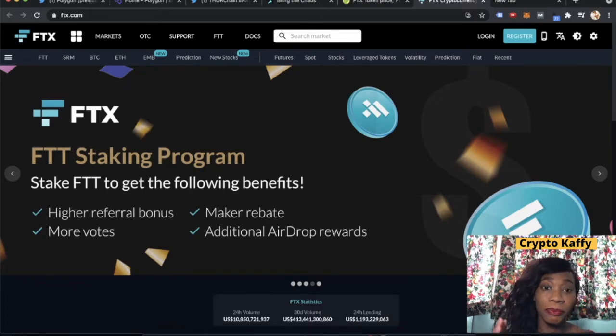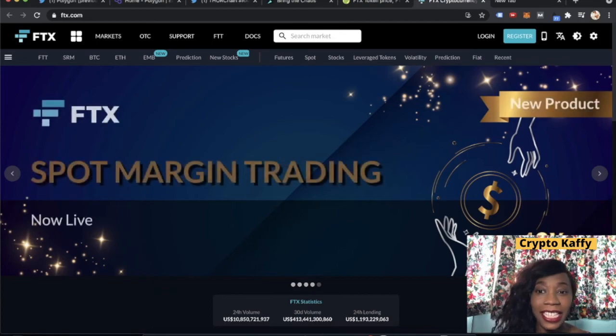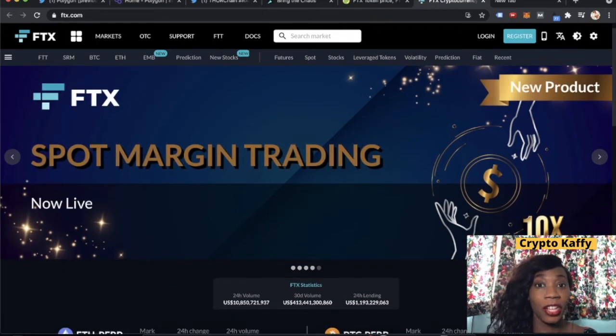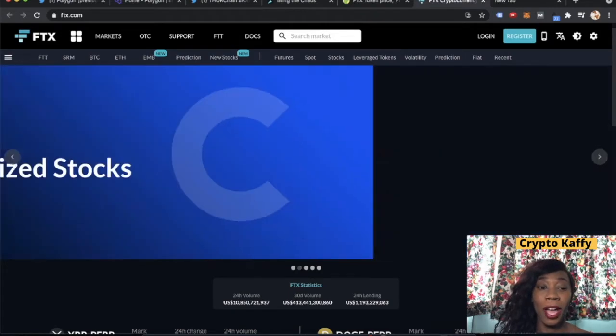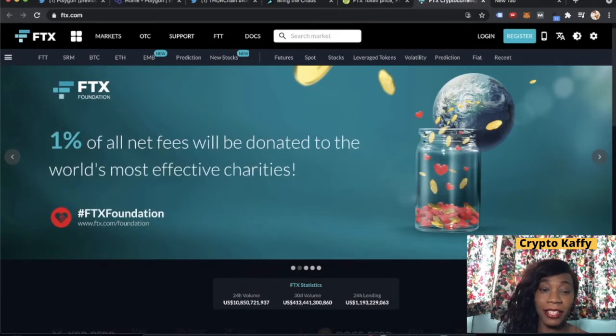They recently bought the Miami Heat, so they own the Miami Heat, and they are doing so many great things. They're going to be such a great exchange. They can potentially be top 10, so they could potentially be a top 10 coin. It's still a good time to get into FTX.